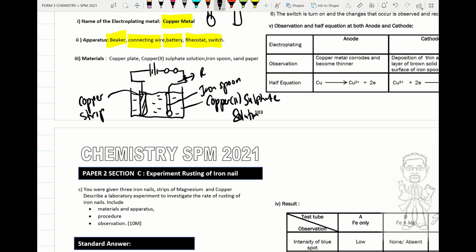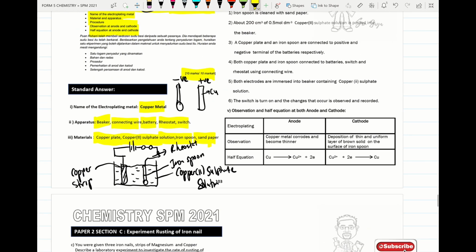Please make sure to put your rheostat, it is very important. We must use low current here. Battery, please label. And please remember the safety precaution: we must use low current, and the iron spoon must spin slowly throughout the experiment. The materials are copper plate, copper(II) sulfate solution, iron spoon, and sandpaper. So for this question, no need to draw.